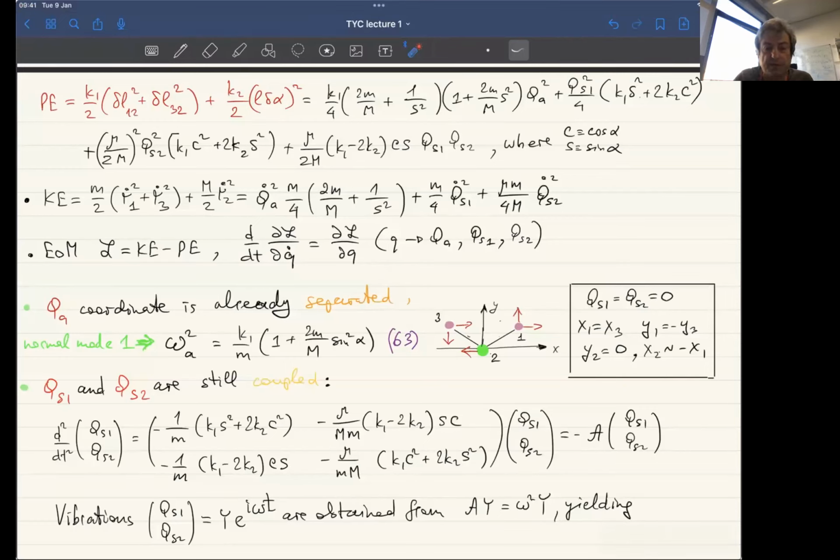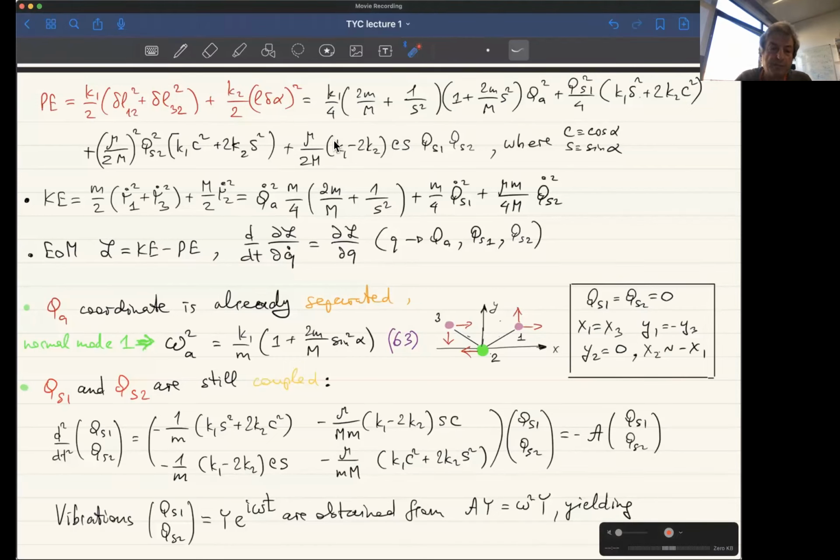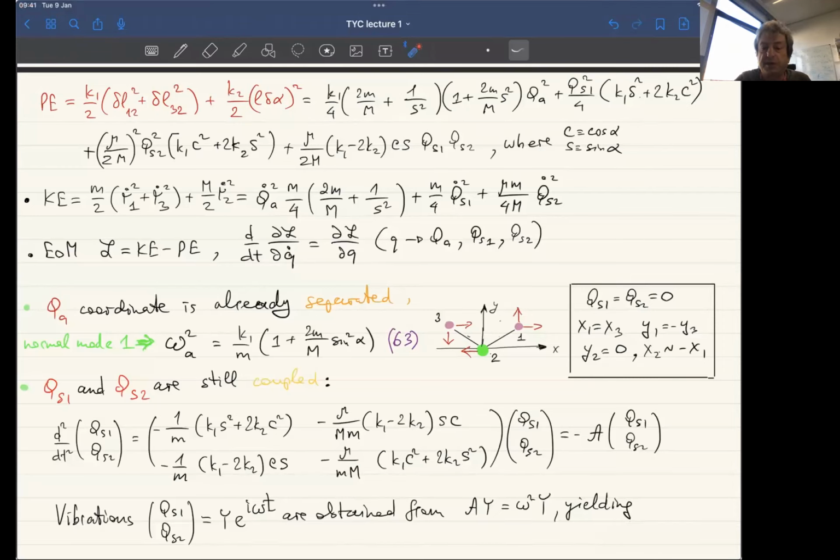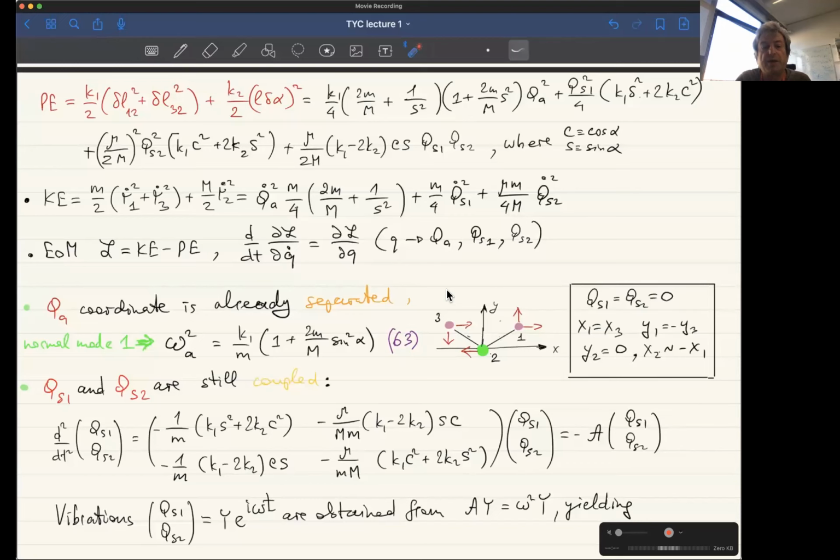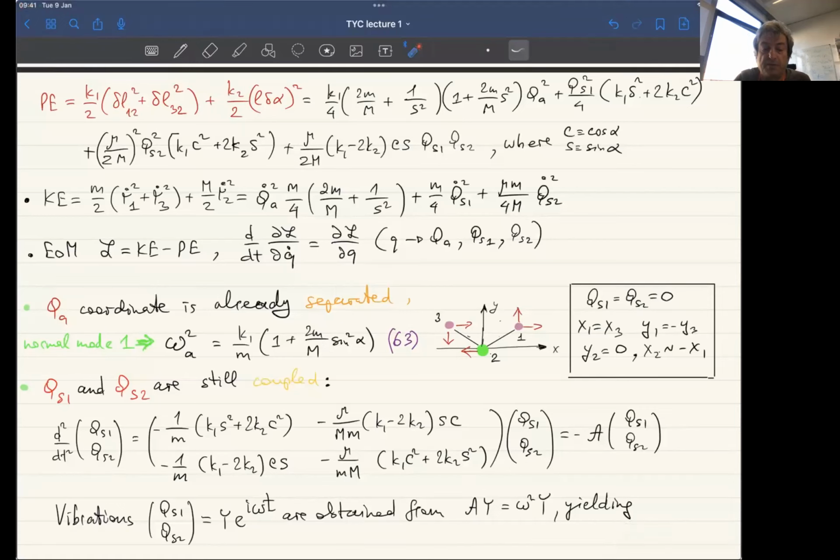Again, if you're not familiar with the Lagrangian formalism or Hamiltonian formalism of classical mechanics, this is not a problem. The point here is that one can express the potential energy and kinetic energy of the water molecule by these 3 Q coordinates. And when you do this, you will find that the potential energy expression for the QA coordinate and the kinetic energy expression for the QA coordinate are completely independent. And therefore, they form a degree of freedom which is independent of the other 2 degrees of freedom, QS1 and QS2. And therefore, if you sum these 2, you will get simply an energy of the harmonic oscillator.